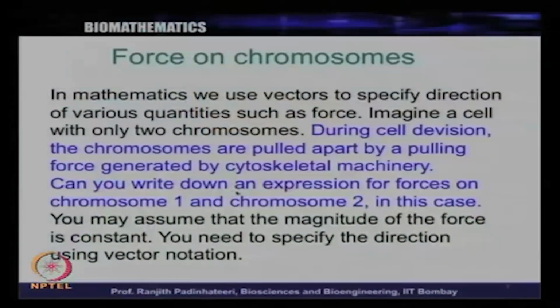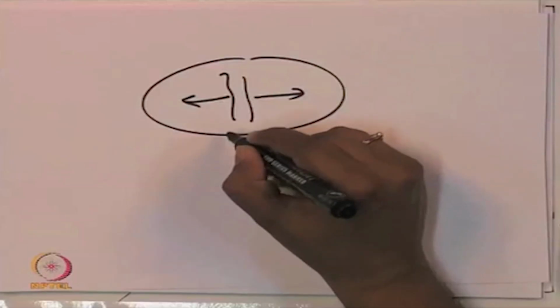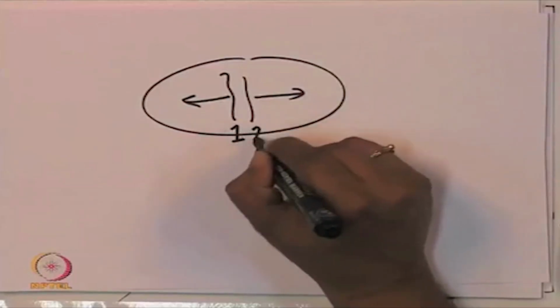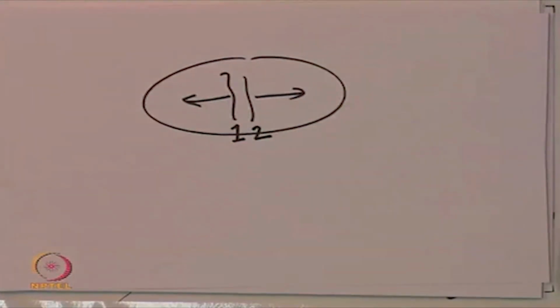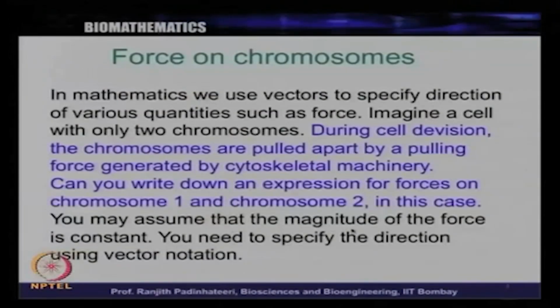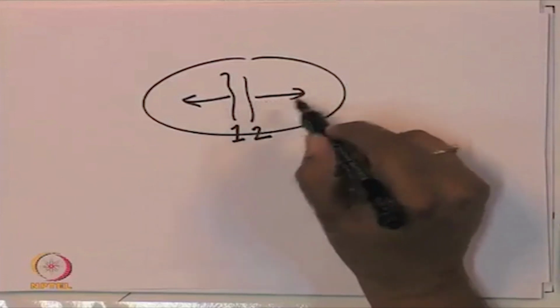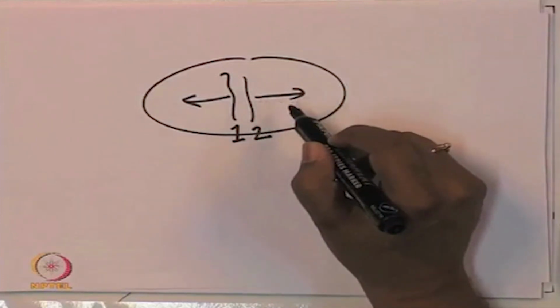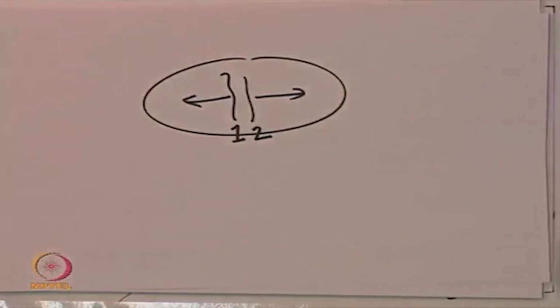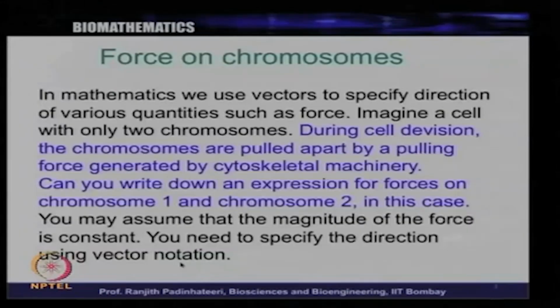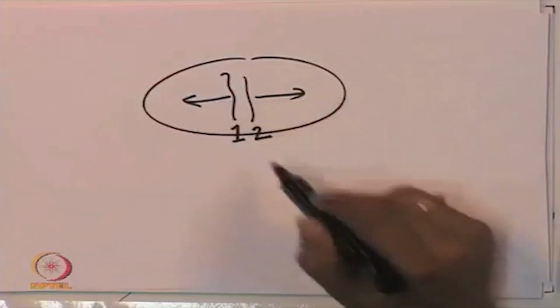but we want to write down. So, what do we want? Can you write down an expression for forces on chromosome 1 and chromosome 2. Let me call this chromosome 1 and let me call this chromosome 2. You may assume that the magnitude of the force is constant. That means the force does not change with time, it is always the same force, and you need to specify the direction using vector notation. You need to specify that it is going in this direction and this direction, in vector notation.